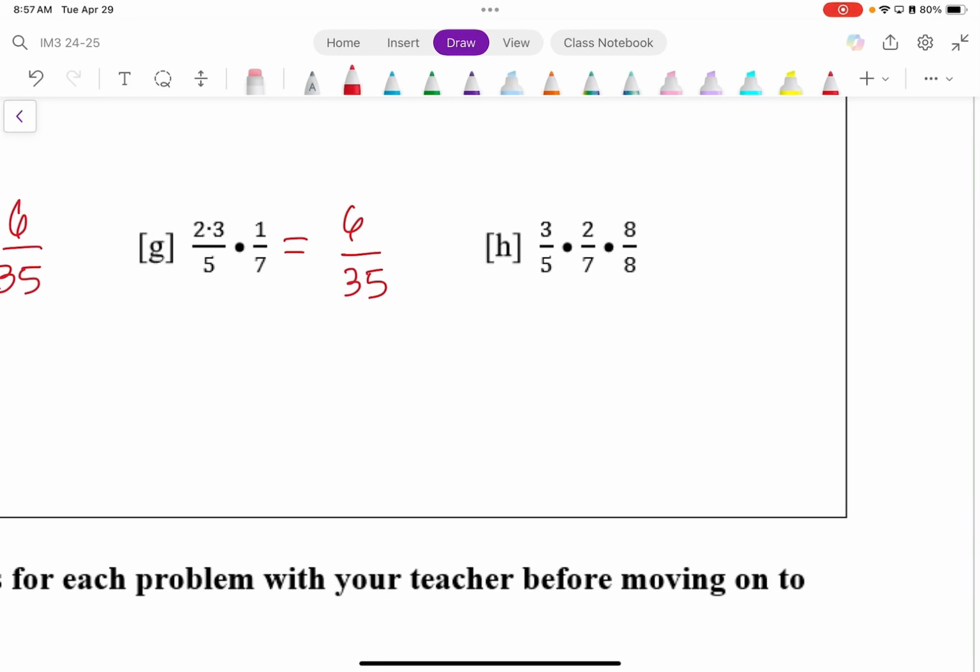Why is 8 over 8 equal to 1? It's a whole, well, how do we know it's a whole number? It's dividing by itself. 8 goes into 8 how many times? Once. So that is why whenever you get the same thing on the top and bottom, it turns into a 1. Okay? Because it fits into itself one time. And we get a solution of 6 over 35.